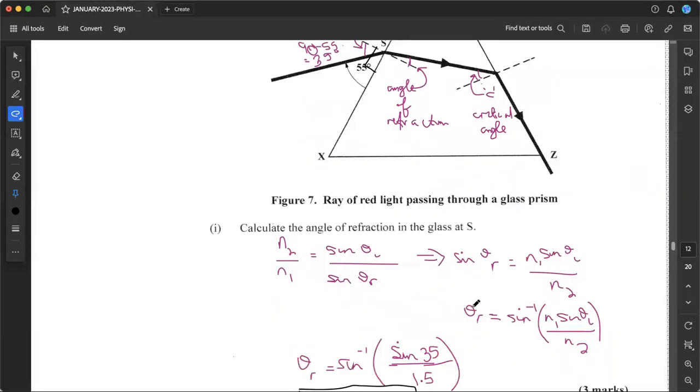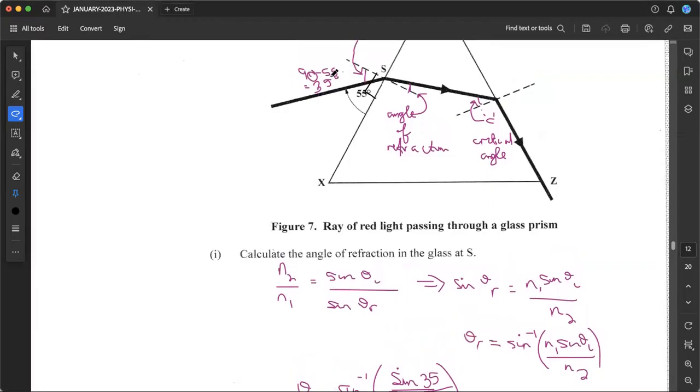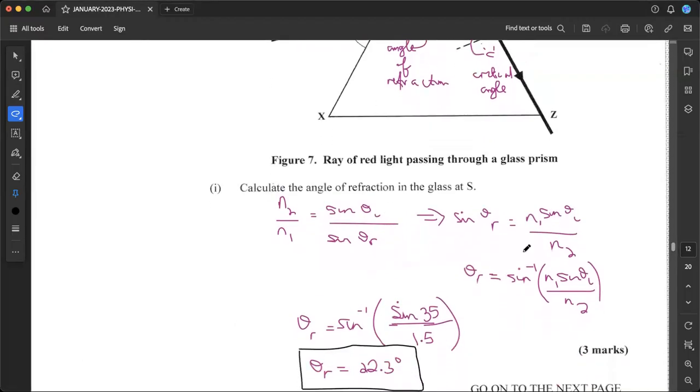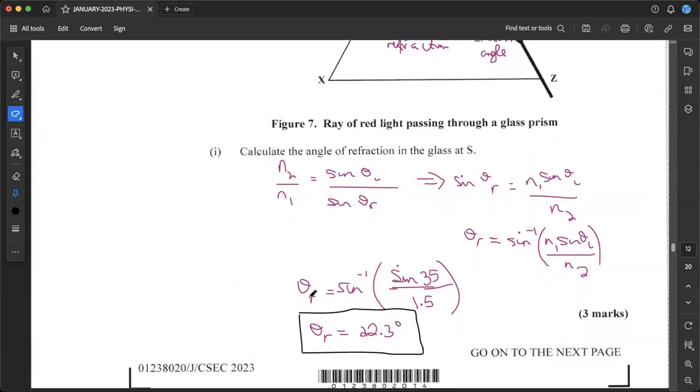Of course, if we want to find theta r, which is the actual angle, we have to do the inverse sine of all of this. From this point, all we have to do is plug in our values. Remember up here, we had calculated the angle of incidence, so we plug that in: sine 35, and N1 is 1, so there's an imaginary 1 here for the refractive index of air. Underneath here is our refractive index of glass, which they told us is 1.5. So we just plug that in, and then it's just a matter of plugging this into the calculator.